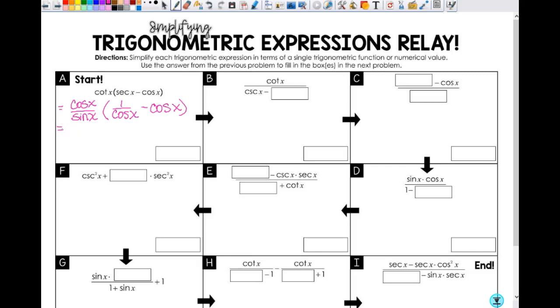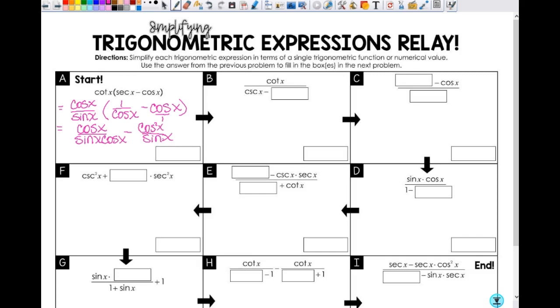Maybe I'll write in one extra step that you might not necessarily write, but when I distribute, this is going to give me in the numerator cosine times 1 is cosine, right? In the denominator, I get sine of x times the cosine of x. Minus, and then when I distribute this over here, this is like over 1. So I get cosine squared x over sine x. Everybody with me?